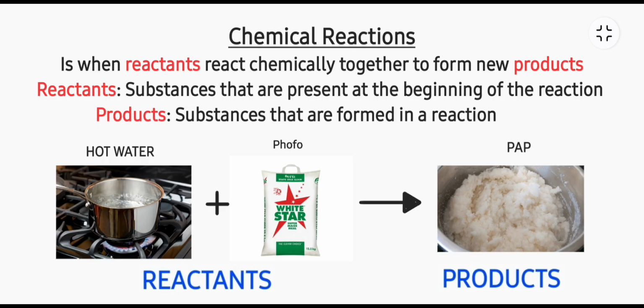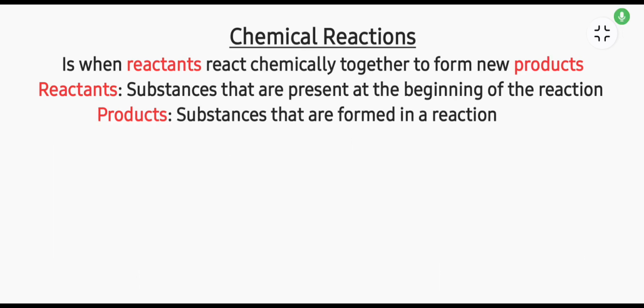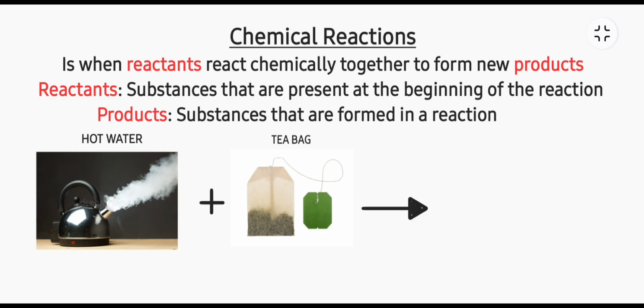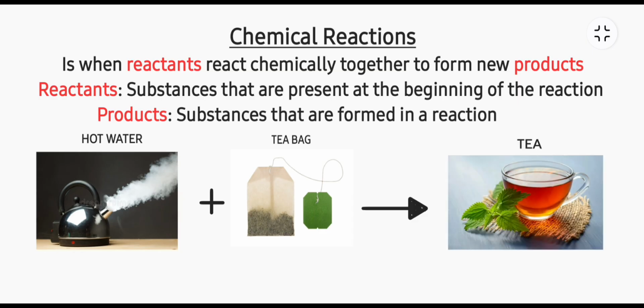Now let's go and check the other example there. So in this example I can have something like this: hot water with a tea bag. So if given the hot water and a tea bag, what would be the product there? I should know right, kopanya hot water and a tea bag, the product is going to be a tea there.